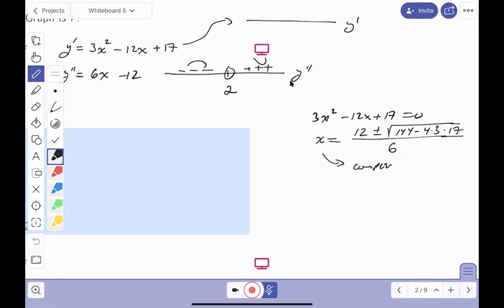How do I know that? I'm looking at the discriminant. And without doing any arithmetic, it's 12 times 17, which is clearly bigger than 144. So 144 minus a number bigger than 144 is definitely negative, so it's complex.